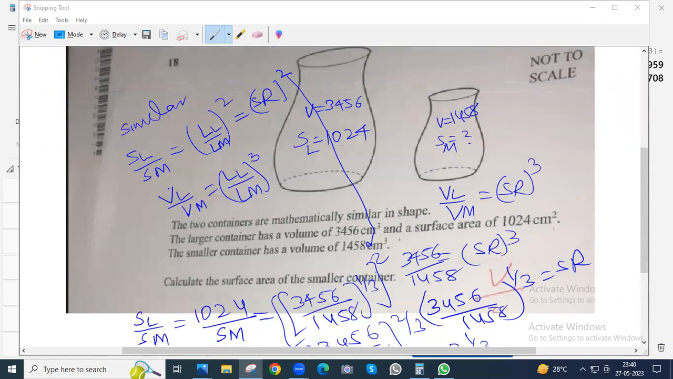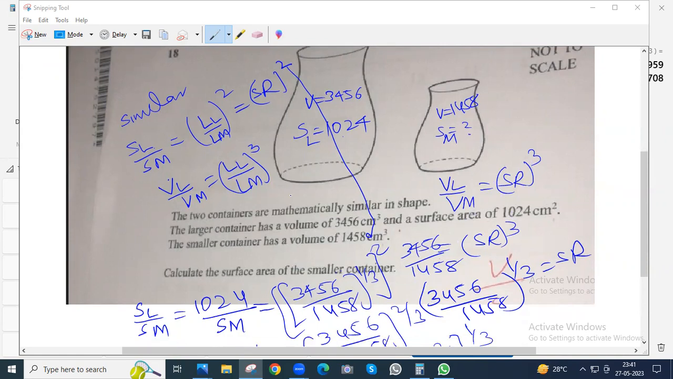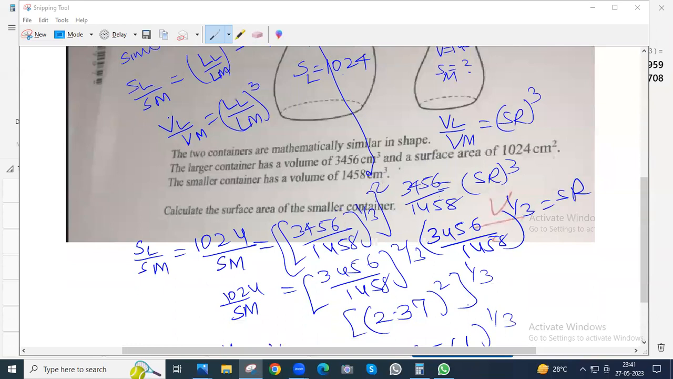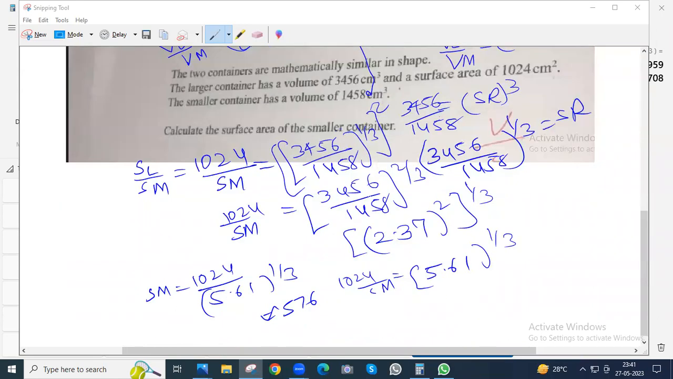So I'll repeat again: the two containers are mathematically similar, the volume of the bigger is given, and the volume of the smaller is given. That ratio is actually the side ratio whole cube. So you take 3456 by 1458, then you cube root it and find the side ratio, and then use that. The surface area of the large over the surface area of the small is the square of the side ratio, and then you can calculate like this. You get the surface area of the smaller as 576.